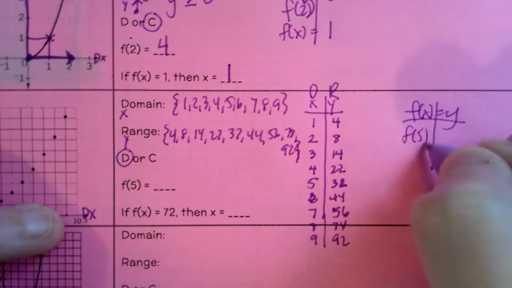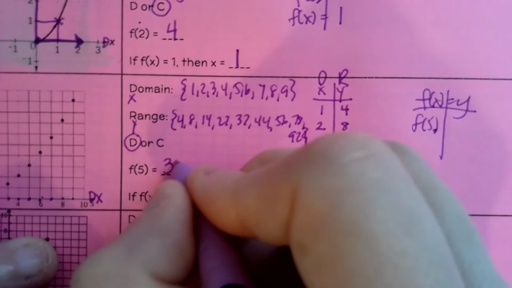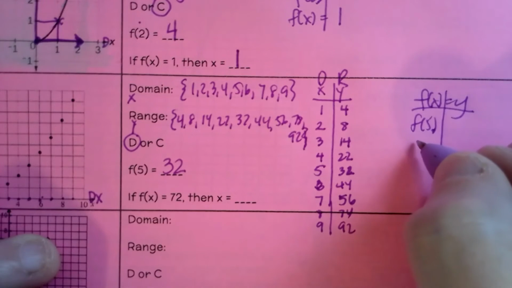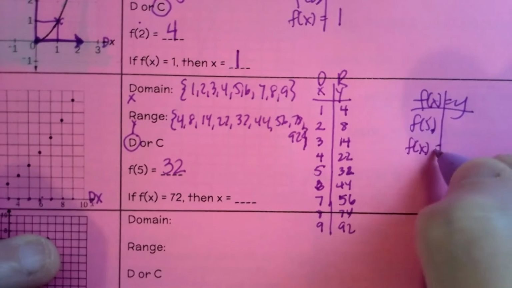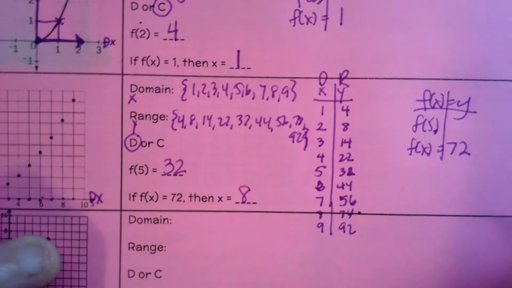Well, f of 5 means I have 5 for x. Well, when x is 5, y is 32. F of x equals 72. Well, I guess that was supposed to be 72. So y, then x is 8.